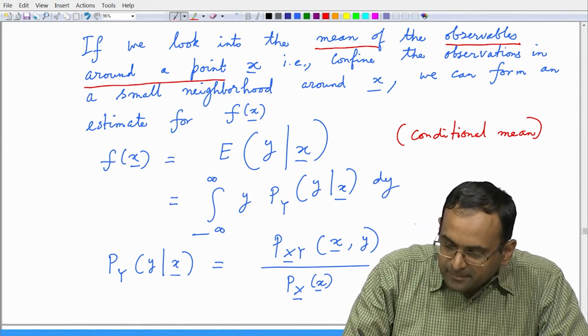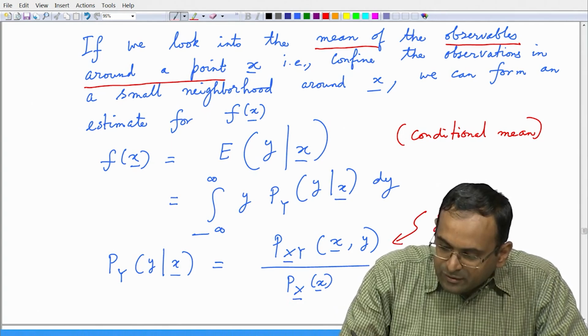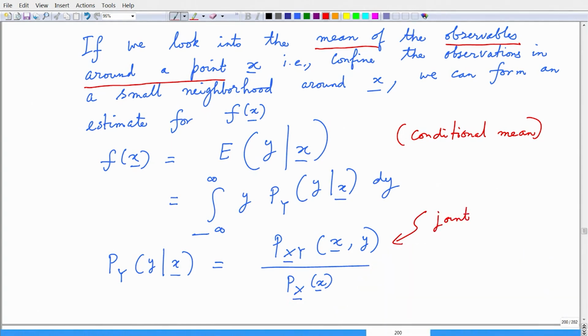So, this term is the joint probability density function of x and y. These are random variables x and y, and this is the marginal of x. x is a random vector and y is a scalar. So, this is how we can compute it.